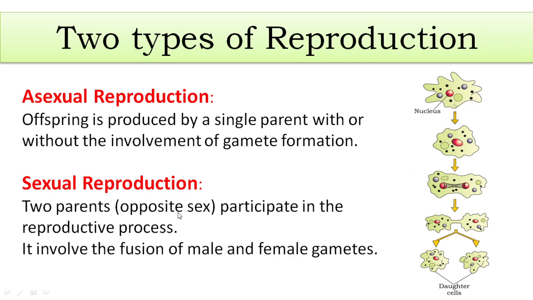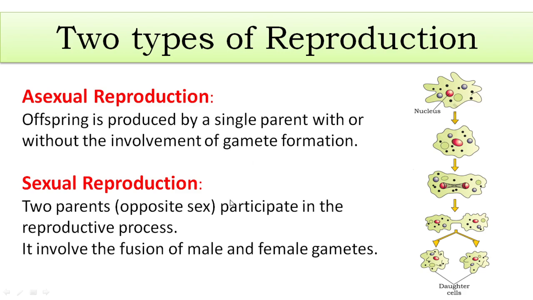The sexual mode of reproduction is where two parents, right, of opposite sexes, participate in the reproductive process. So there are two parents, two individuals involved, and it involves the fusion of male and female gametes, right?